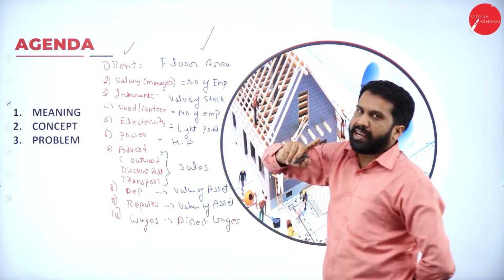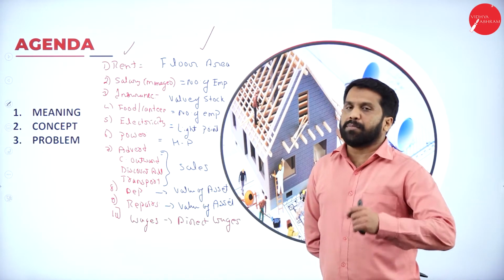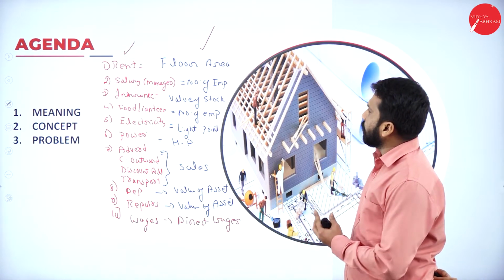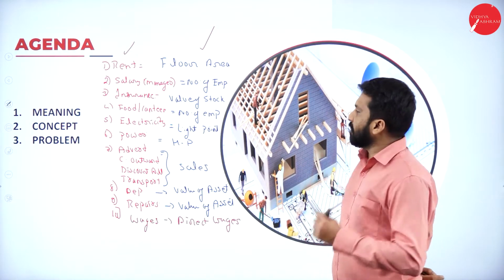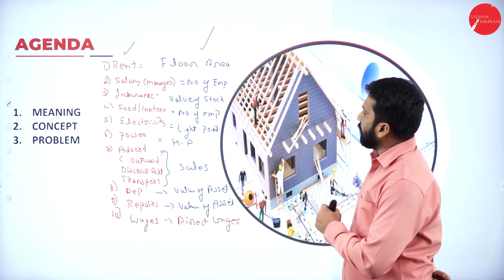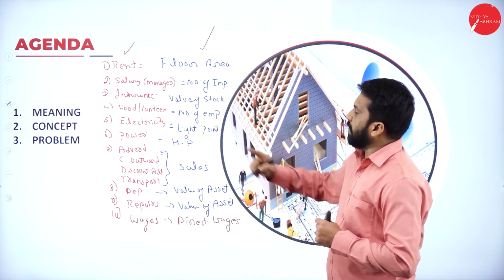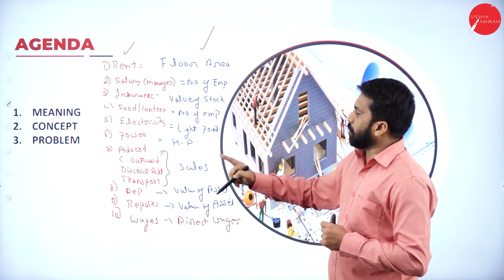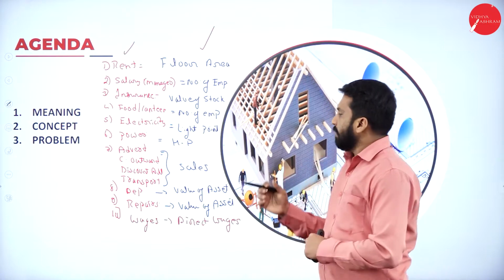They will ask you rent. Your answer must be floor area. Salary, number of employees. Insurance, value of stock. Food or canteen, number of employees. Electricity, power, advertisement, carriage outward. So, electricity, light point; power, HP; advertisement, carriage outward, discount, transportation, everything on the basis of sales.